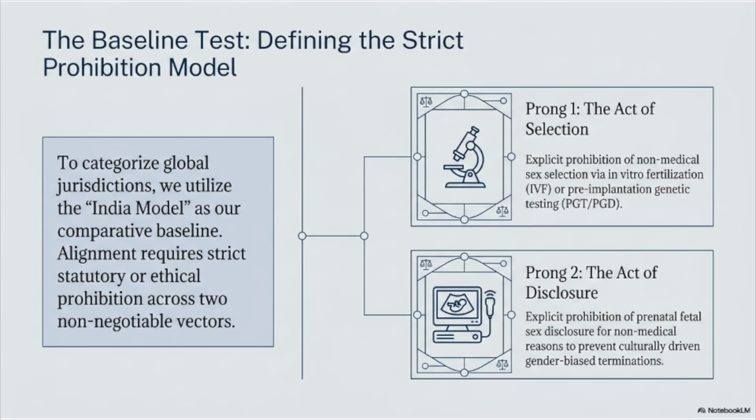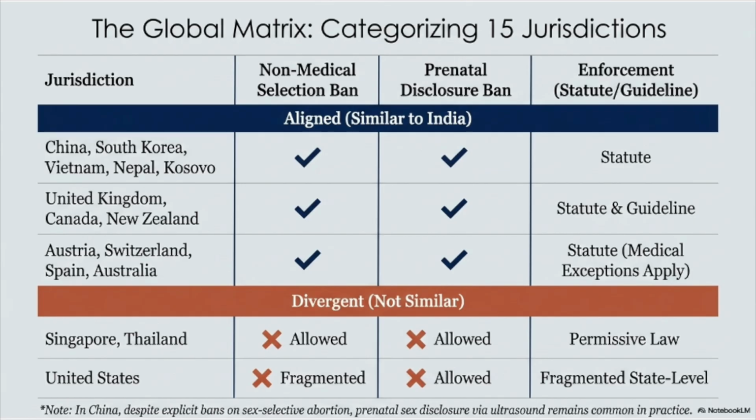The first is the act of selection, meaning explicit prohibition of non-medical sex selection through in vitro fertilization, commonly called IVF, or pre-implantation genetic testing, referred to as PGT or PGD. The second is the act of disclosure, meaning explicit prohibition of prenatal fetal sex disclosure for non-medical reasons, to prevent culturally driven gender-biased terminations. Applying this baseline across 15 jurisdictions produces a clear global matrix.